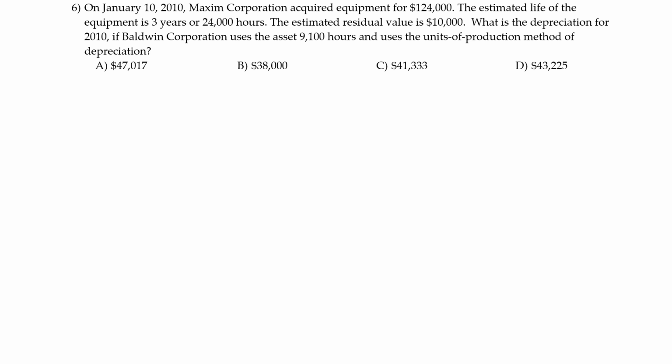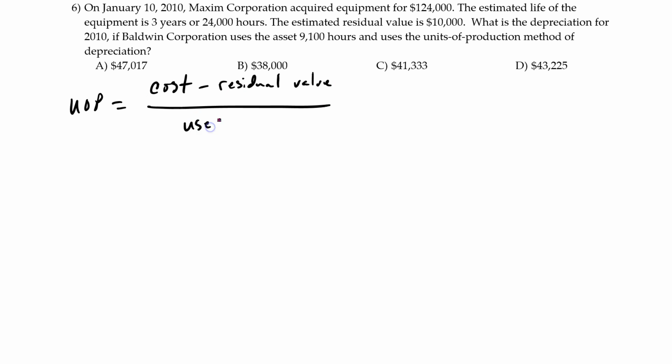So units of production is a rate or activity based. And we use the same type of formula that we use for straight line. So we take cost minus residual value, and we divide it by the useful life, but instead of years, which would be a straight line, we do it in terms of volume or units, or in this specific example, hours.